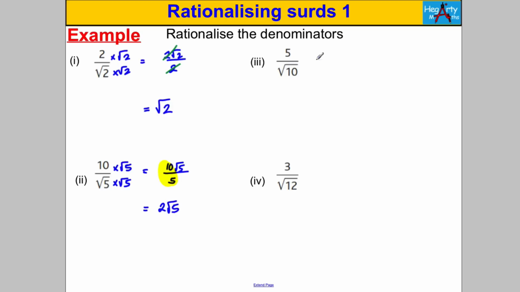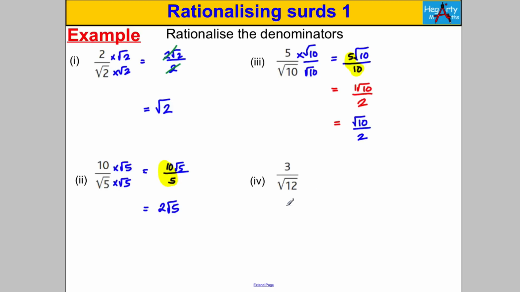Next one, I'm going to multiply the top and bottom by root 10. On the top, I'm going to get 5 root 10. On the bottom, I'm going to get myself root 10 times root 10 is 10. Now, can I simplify the fraction 5 over 10? Well, I can. I can divide the top and bottom by 5, and it will be a half, won't it? So I could write that as 1 root 10 over 2. But mathematicians never bother writing the 1 in front of the square root. They just leave that as the following, root 10 over 2.